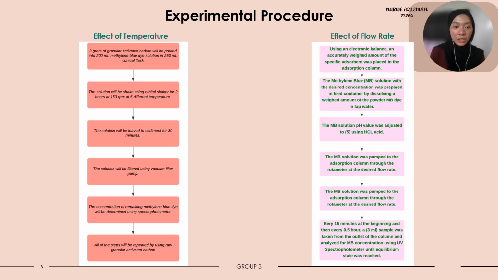In this slide, two figures of two different factors are depicted. On my left side is the effect of temperature and the right side is the effect of flow rate. We will use the UV spectrophotometer for both of these experiments. As you can see, the effect of temperature will be studied using an orbital shaker with a variety of temperatures such as 25, 35, 45, 55 and 65 degrees Celsius. For the flow rate, the pH of methylene blue is adjusted by using hydrochloric acid, and the concentration will be analyzed until equilibrium is reached.